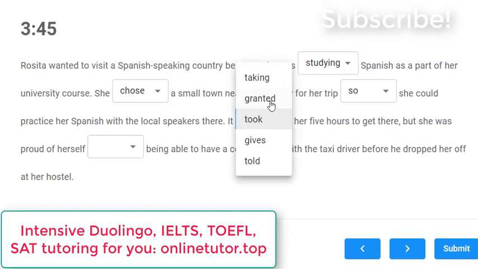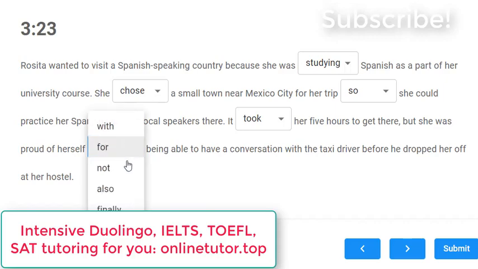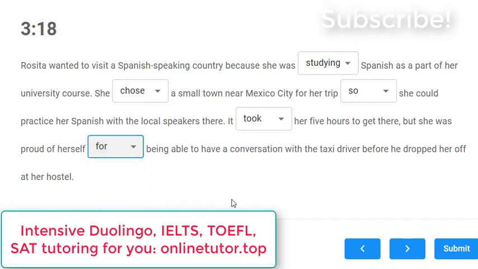All others are absurd: gives, no, grammatically told her absurd, taken her absurd. So it took her 5 hours to get there, but she was proud of herself, maybe because of, at, or over, what, for being able to have a conversation with a taxi driver before he dropped her off at her hostel. She was proud of herself, not absurd, finally absurd, with for being, yeah. This is a classical connector here. So the only place, of course, where I hesitate is like this and this.